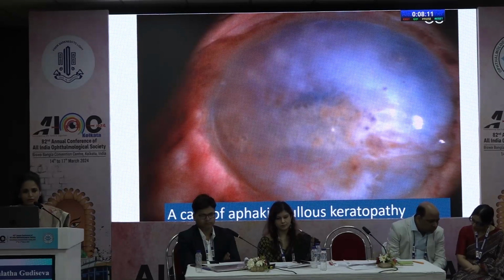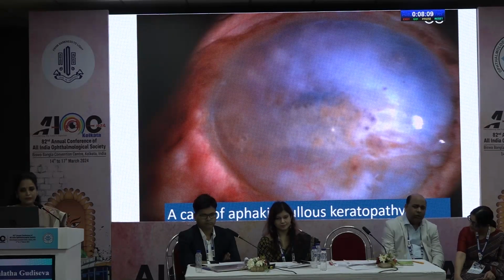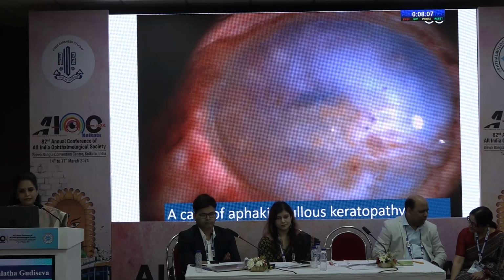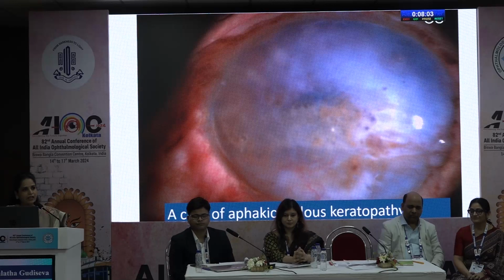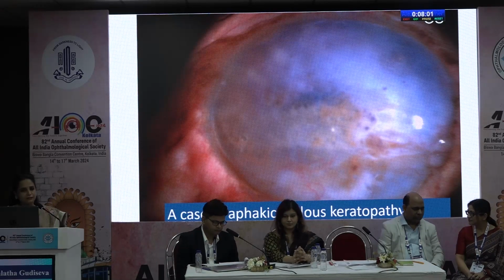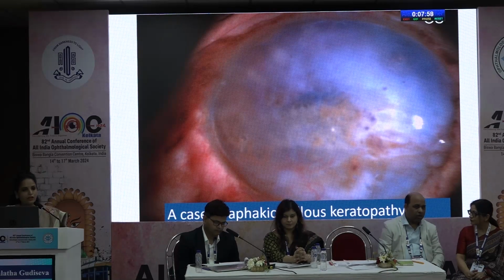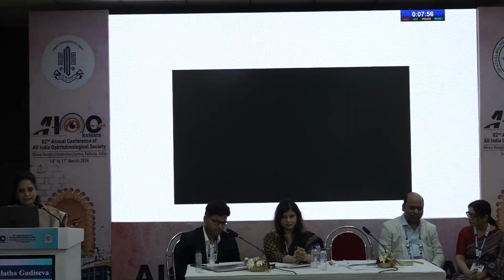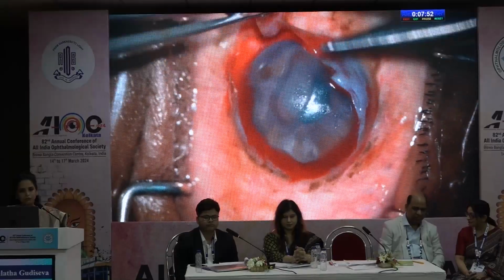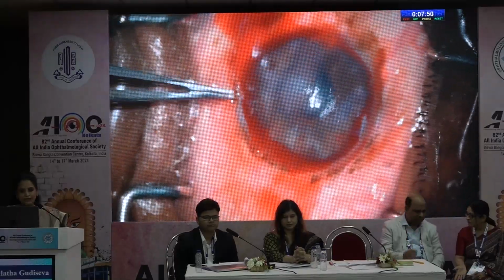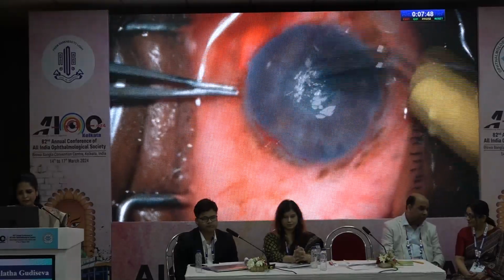So this is a case of aphakic bullous keratopathy. You can see the fibrosed epithelium with areas of degeneration and superficial vascularization. In B-scan, we have seen that in this patient, there is a dislocated IOL. So first, initially, we planned DSEC in this patient. And when I removed the epithelium, you can see a small area of degeneration, which was scraped.